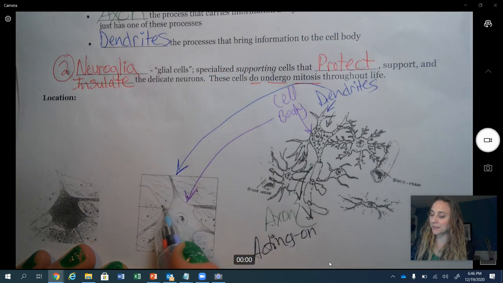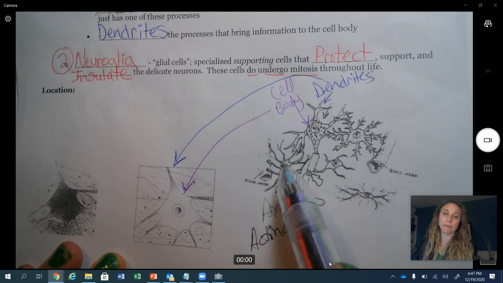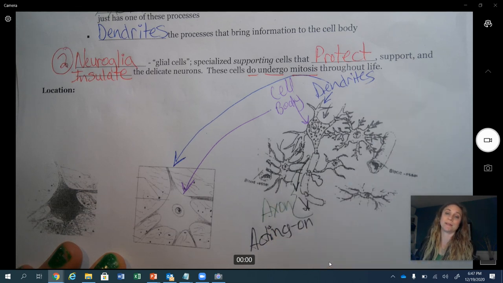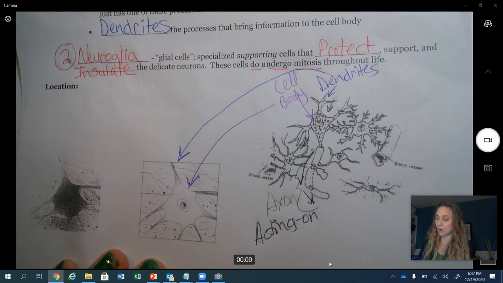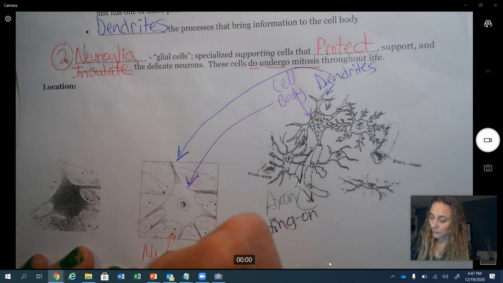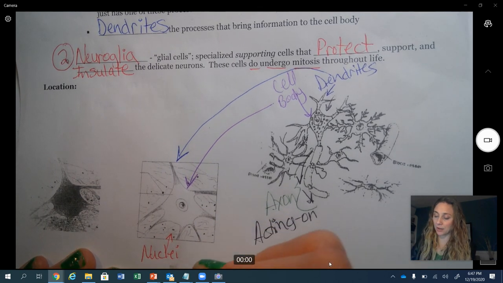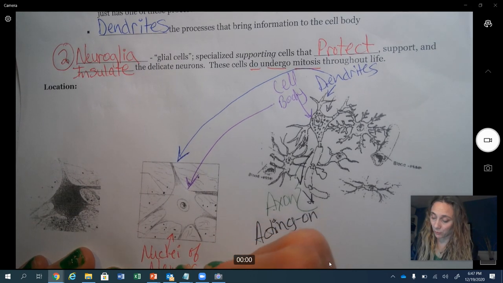Yeah, and then you might see some nuclei, and those nuclei are the nuclei for the rest of the supporting cells, which we call neuroglia. I guess I could do that in red. So even though you see some black dots in the background, those are the neuroglia, the cells that support.